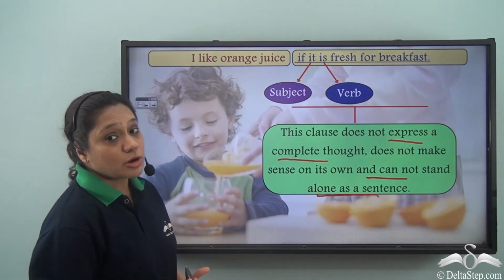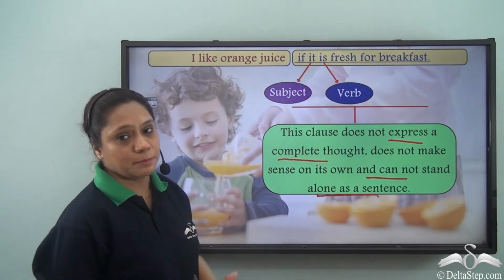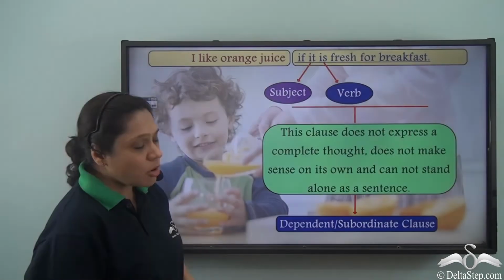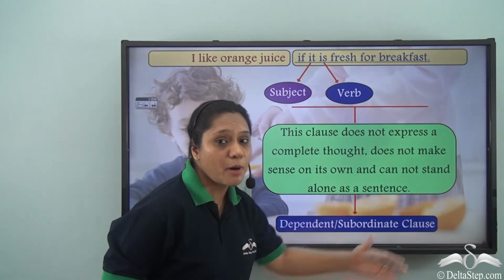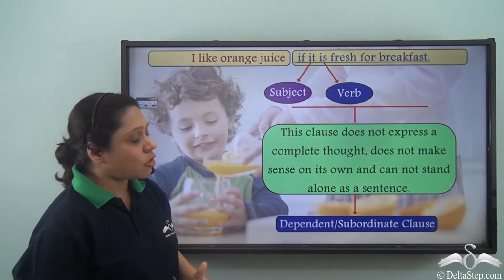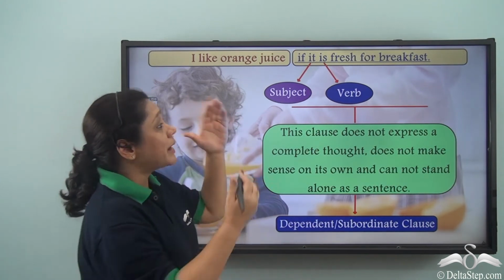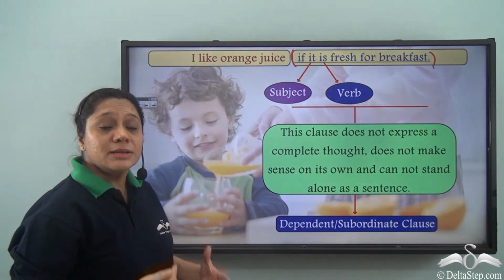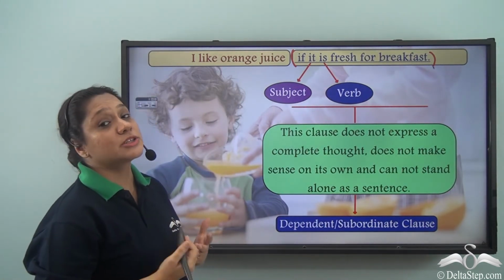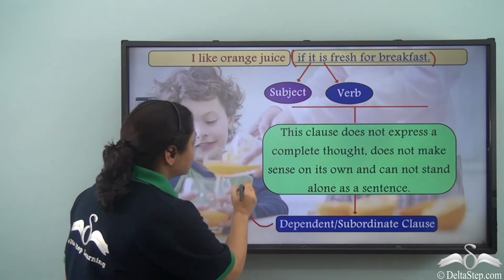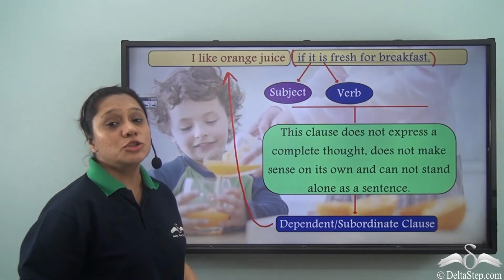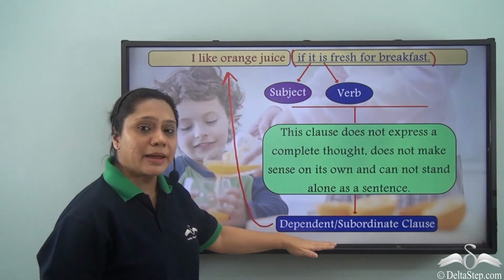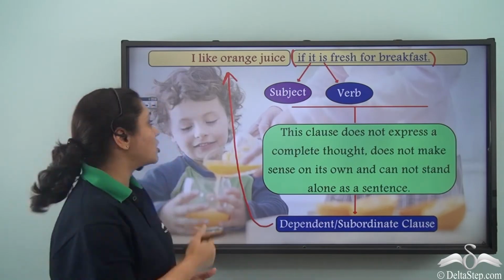So, these kind of clauses which do not express a complete thought and cannot stand alone as a sentence is known as dependent or subordinate clause. Now, why is it called a dependent clause? Because this clause, if it is fresh for breakfast, does not make complete sense on its own. It always depends on the main clause to complete its sense. Hence, this clause is called a dependent or a subordinate clause.